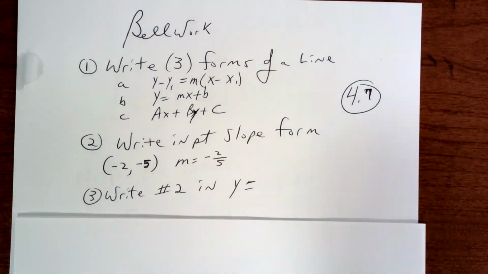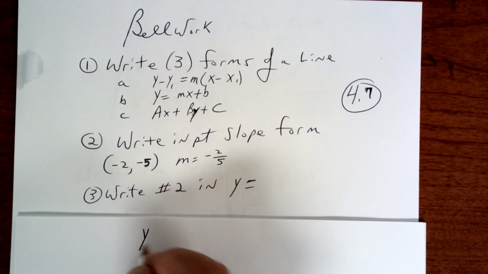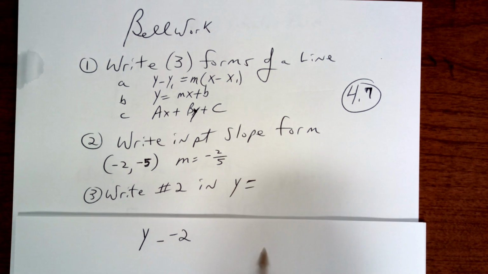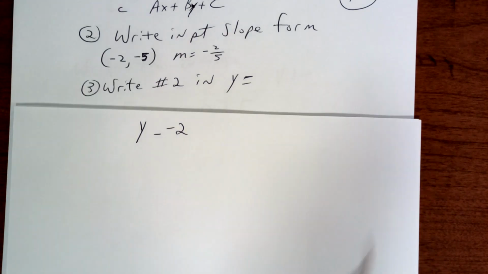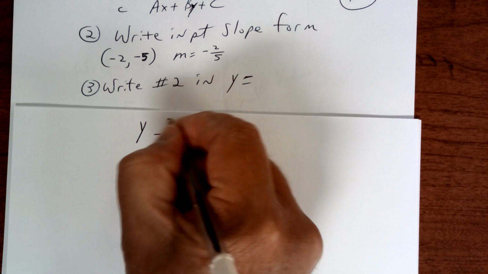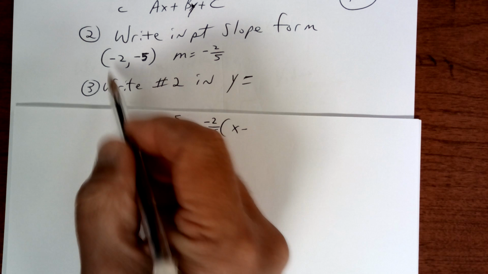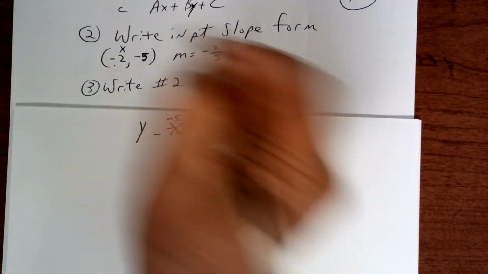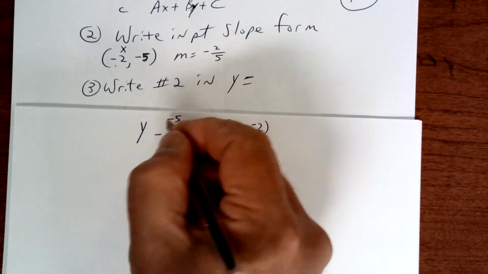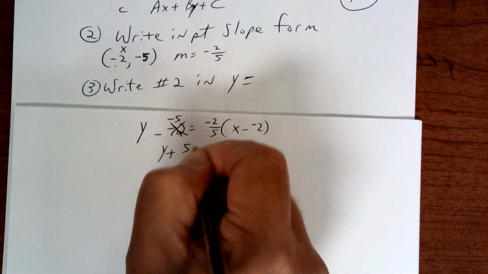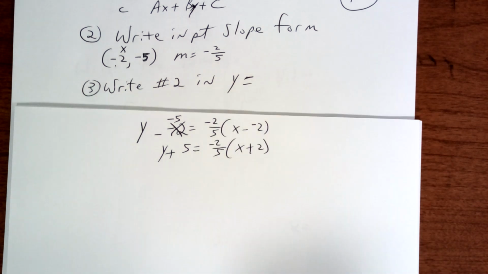Okay? All right, so this one says write in point slope, so it's going to be y minus your y. Now, if you put -2, well, that's your x. Remember, it's always the second one here, okay? So this should be -5 equals the slope, and then x minus the x, which is the first one, right? X, and then y. So minus a -2, and you could clean this up and say y plus 5 equals -2 over 5, and then x plus 2. And there it is, and that's how you do that.